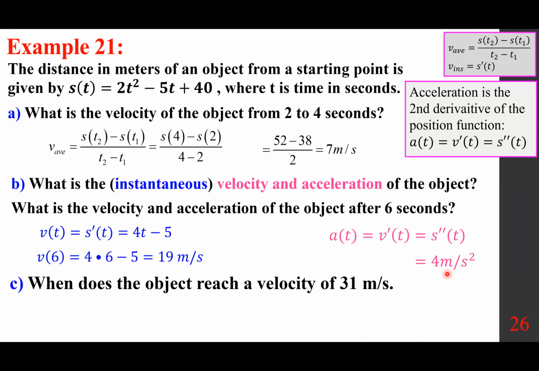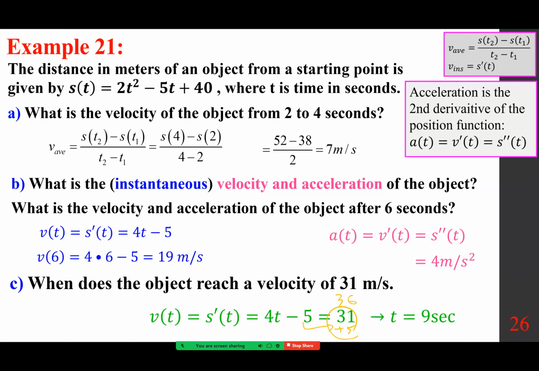When does the object reach a velocity of 31? Well, this is v, set it equal to 31. And you add up to 36, divide by 4, and the answer is 9 seconds.